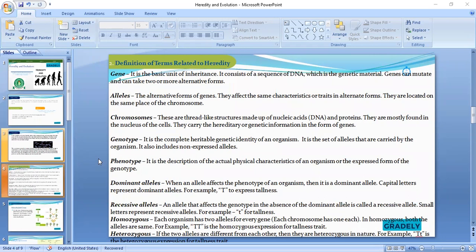Now, remember that it is this chromosome that also carries this what? Hereditary material in form of genes. Meanwhile, we say that genes are basic units of inheritance. We say that alleles are alternative forms of that gene. We say that chromosomes are thread-like structures. They are just like thread. Are you getting it? They are thread-like structures. They are mostly found in the what? In the nucleus of that cell. Now, what are the functions? They carry the hereditary information in the form of what? In the form of gene. That is that for chromosome.